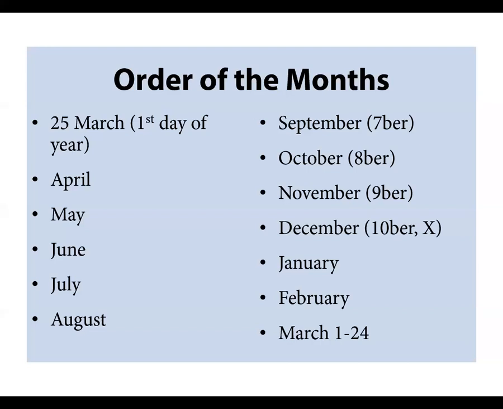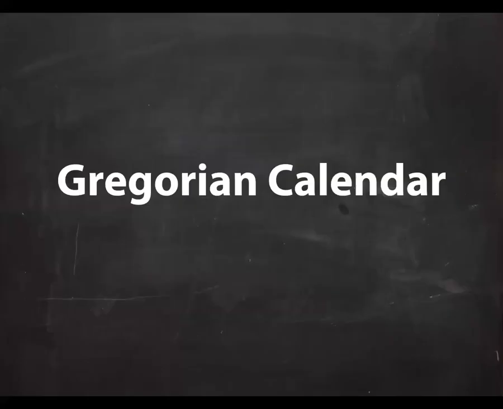And then, of course, January, February, and March 1st to the 24th were at the tail end of the Julian calendar for most of us when we're researching. The Gregorian calendar is going to come about, and the history of it is actually kind of fascinating.